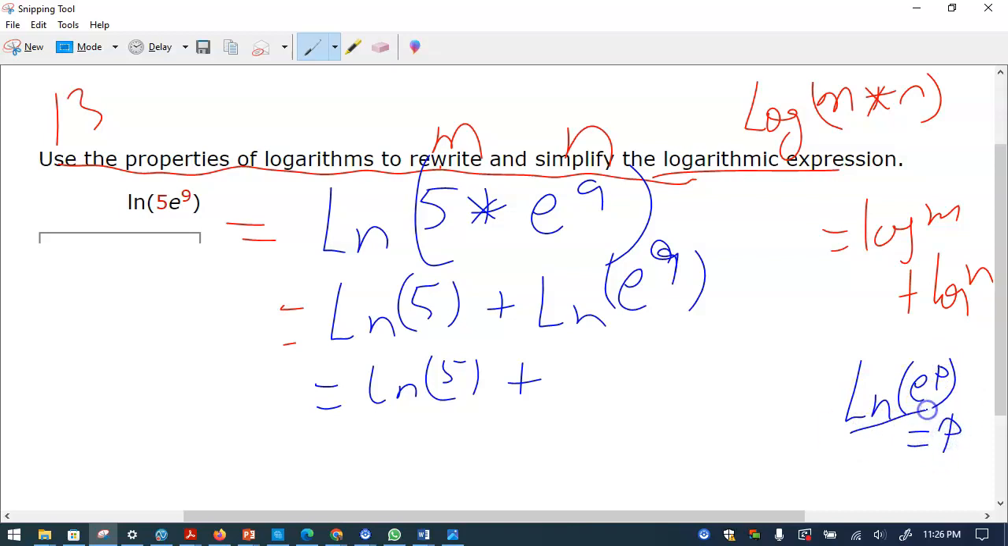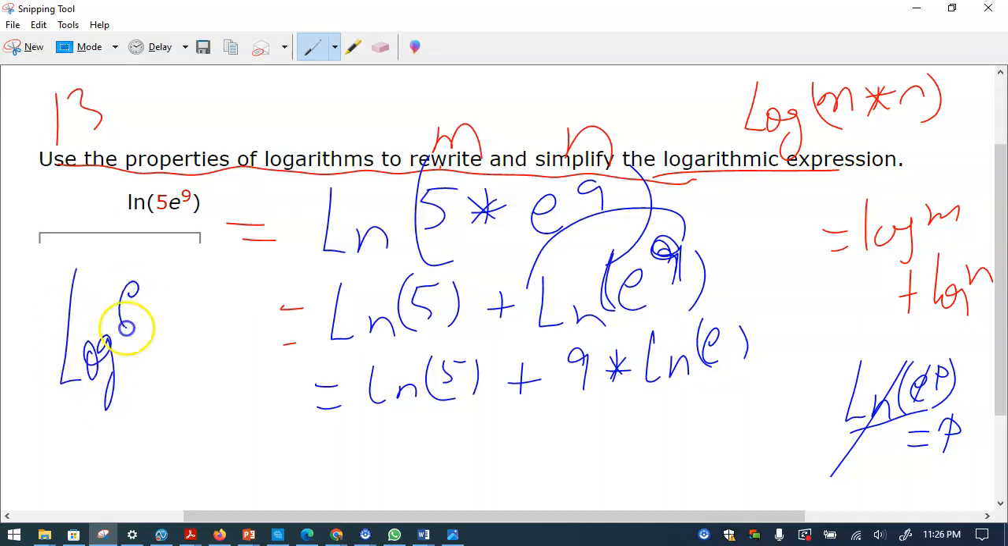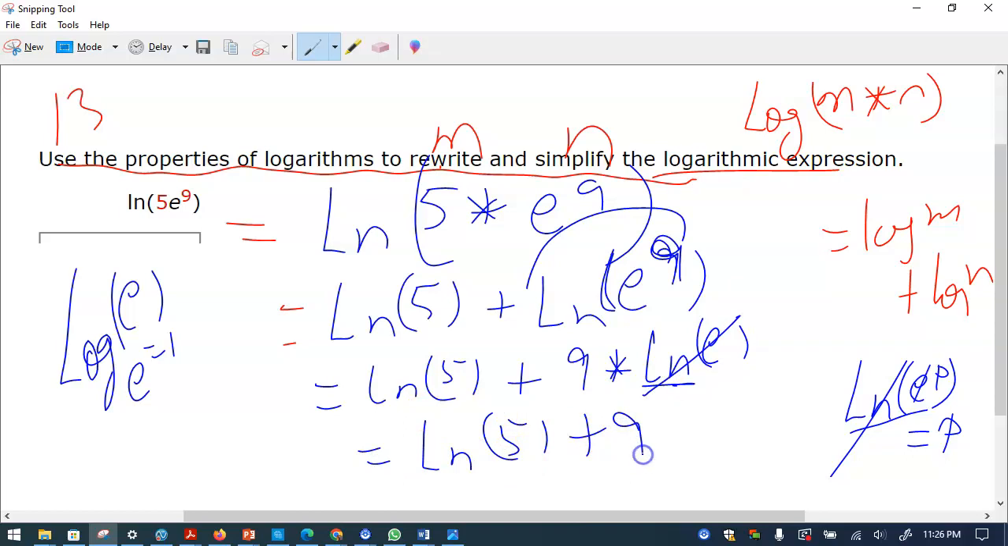In other words, just cross it out. Actually, this exponent gets multiplied here. The right way to write is 9 ln of e. And ln of e basically means logarithm of e to the base e, which is 1. And that's why we say, okay, we just cross this out. The final answer is ln of 5 plus 9 times 1, which is 9. So this is what you're supposed to put in the answer.